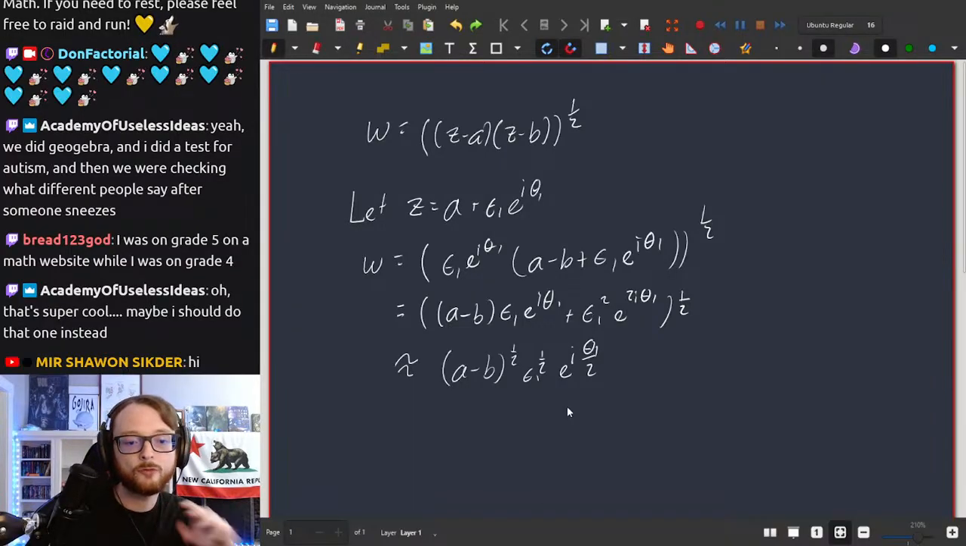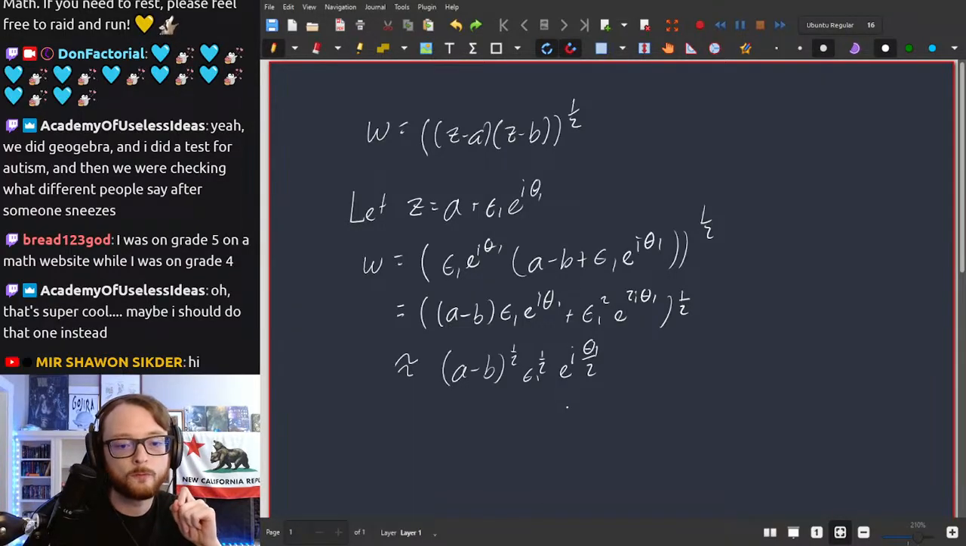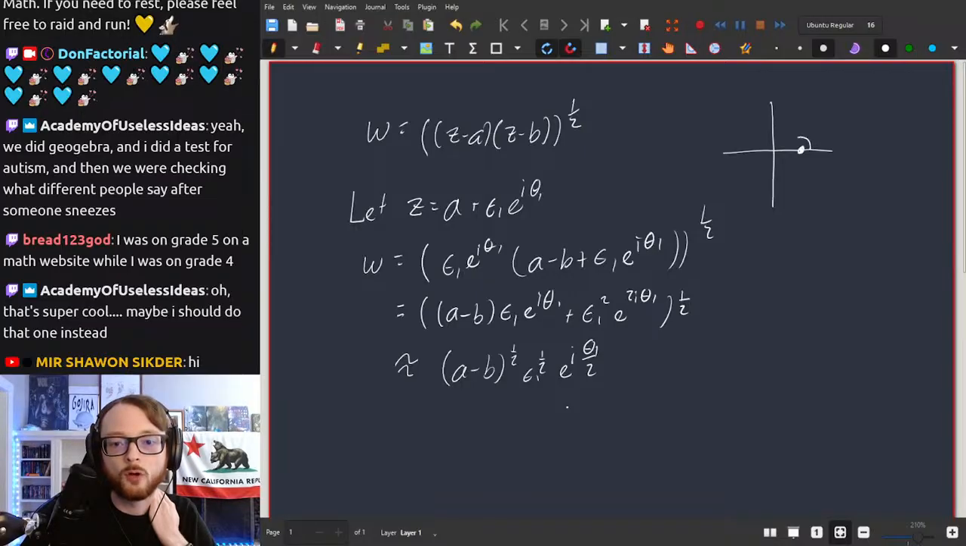Okay, and so now with this estimate, I want to figure out what happens if you let theta 1 vary from 0 to 2 pi. Basically what we're doing, let's just say the point A is right there. We're just letting z, our variable, do a small circuit around that point A and observing how that small circuit changes under this mapping.